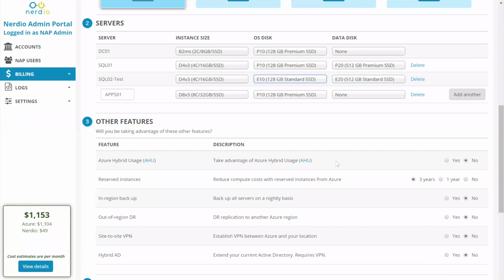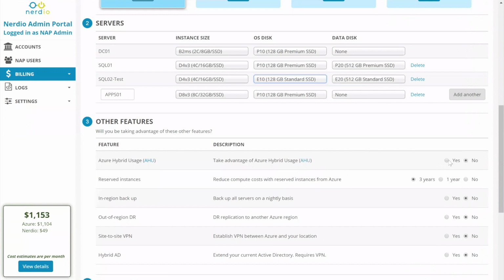And instead of having to rent it from Microsoft, you can bring it to the picture on your own and buy it by yourself. So if you change it from no to yes, that means you're going to take advantage of Azure hybrid usage. There's a link that gives you the details about exactly how that works.